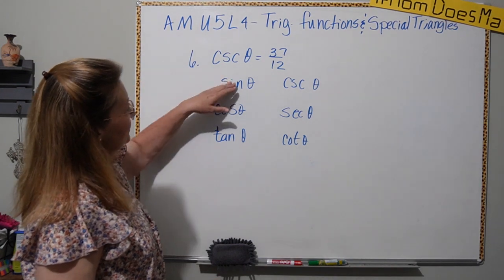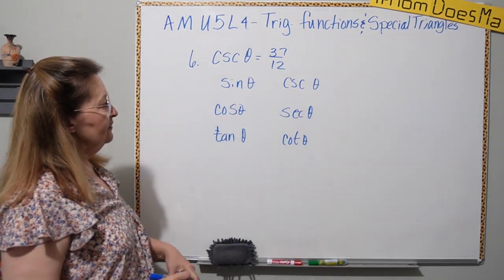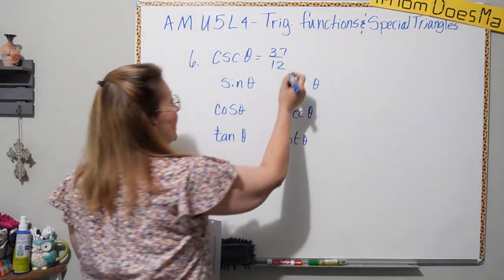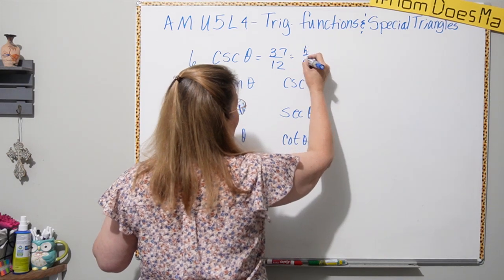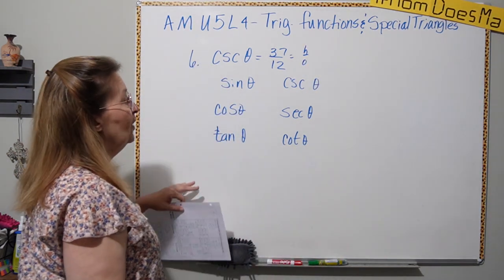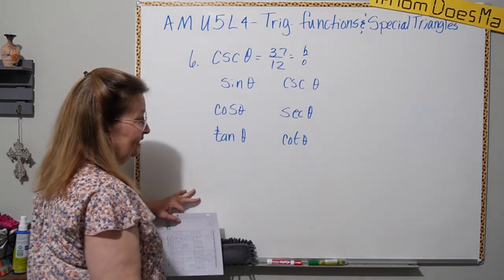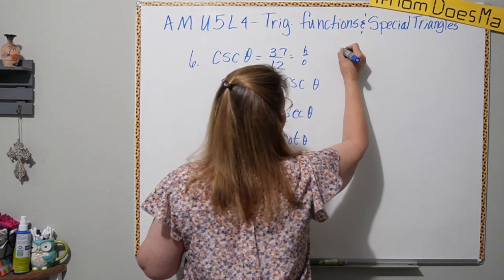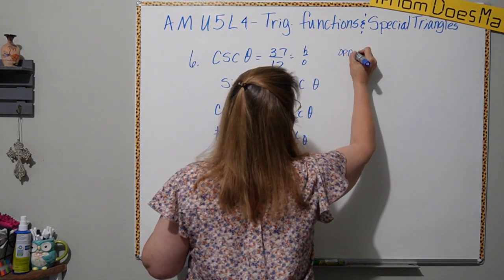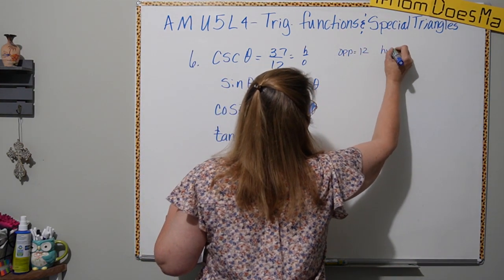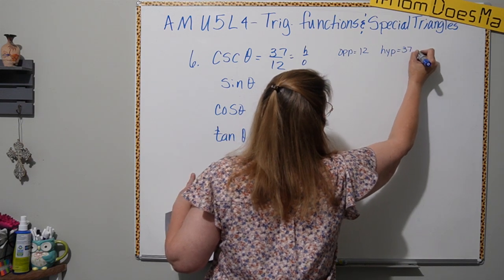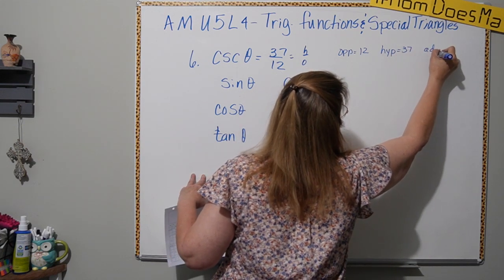Okay, for number 6, they give us the cosecant of theta. Now, cosecant is hypotenuse over opposite. So I need to find my side adjacent. Well, let me go ahead and write that out here. So now our side opposite is 12. Our hypotenuse is 37. And we want to find the side adjacent.